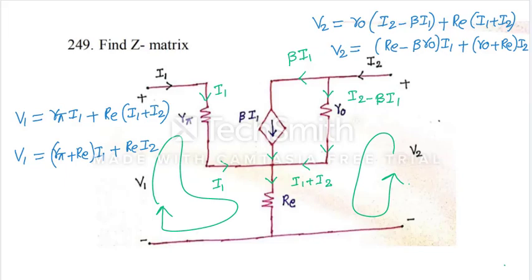I can say, isn't it? These standard parameters are the Z matrix. So I can write finally the Z parameters. Tell me these equations now here. So this is R pi plus RE, and this is RE, and this is RE minus beta R0, and this is R0 plus RE. Isn't it? Like this, we need to solve.